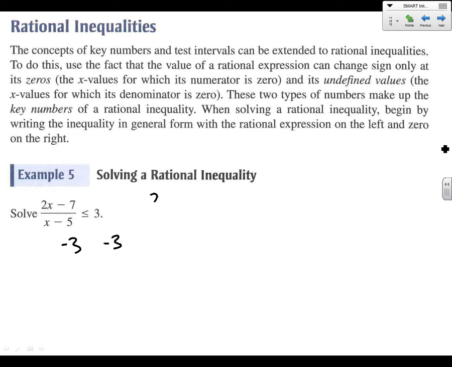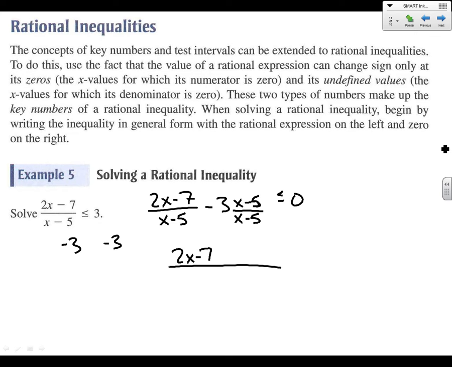But now what we'll have is a situation where we need to find the common denominator. So we'll have this minus 3 is less than or equal to 0. To get the common denominator here, we need to multiply by x minus 5 over x minus 5. So that we'll have 2x minus 7 minus 3x, because it's 3 times the x, and then plus 15, all over x minus 5. Let's clean this up.